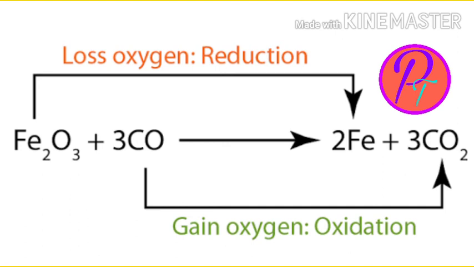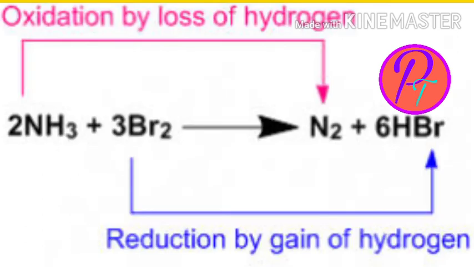Let us now explain the oxidation and reduction in terms of hydrogen. Look at this reaction. This is the reaction between the ammonia and the bromine. Ammonia reacts with bromine to give nitrogen and hydrogen bromide. In this reaction, ammonia converts into nitrogen and the bromine converts into hydrogen bromide. Ammonia becomes nitrogen by the loss of hydrogen, hence it is an oxidation process. On the other hand, bromine becomes hydrogen bromide by the gain of hydrogen, hence it is a reduction process.